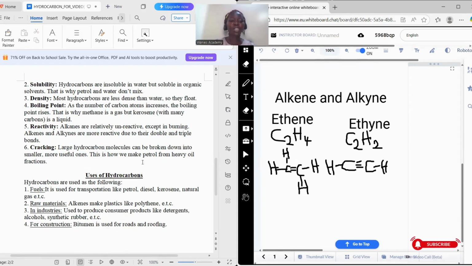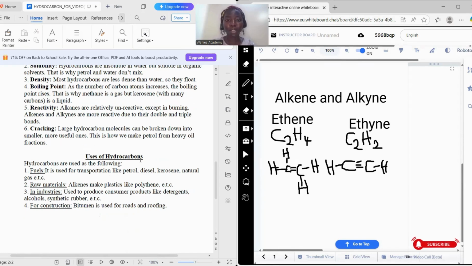So let's look at the uses of hydrocarbons. We use hydrocarbons in our everyday activities. They are used as fuel for transportation, like petrol, diesel, natural gas, and so on. They are also used as raw materials. Alkenes make plastics and also make your polythene bag.